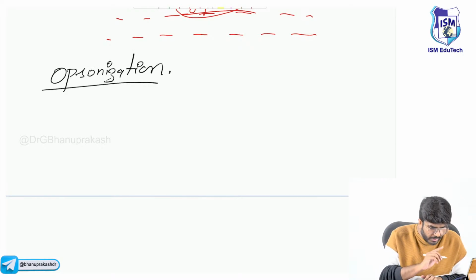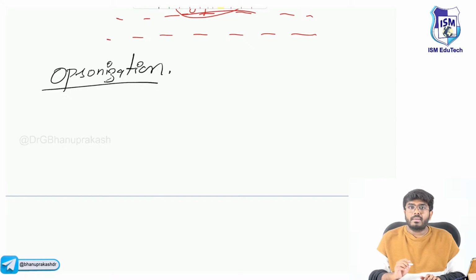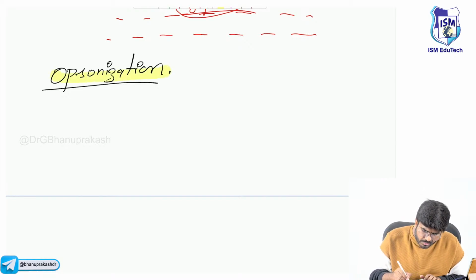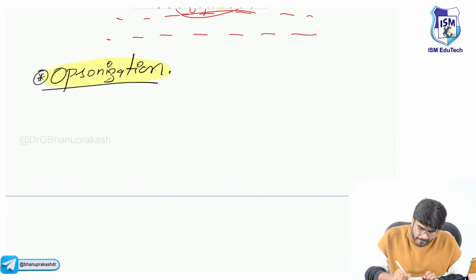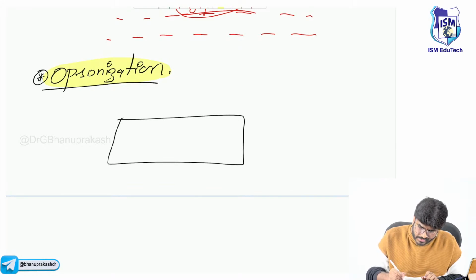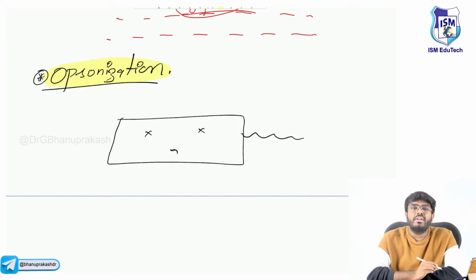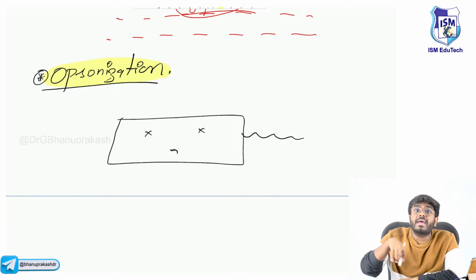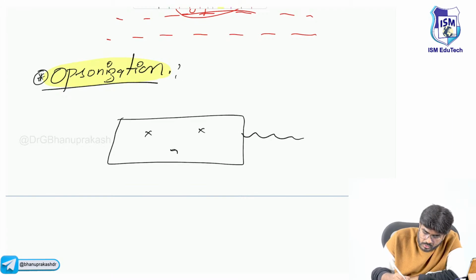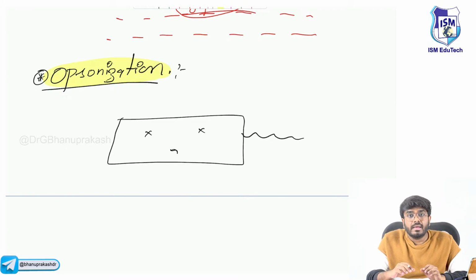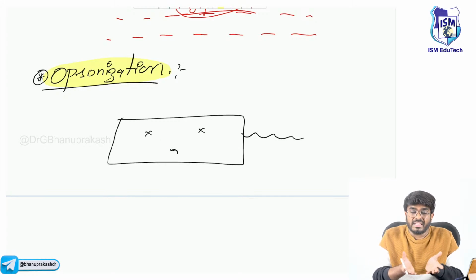Yes, I will come to chemotaxis. But before chemotaxis itself, I am telling you one small event. That is opsonization. So what is opsonization? If this is the bacteria, the bad guy, now what we need to do? We need to decorate this bacteria with the help of certain molecules. Those molecules are called opsonins.